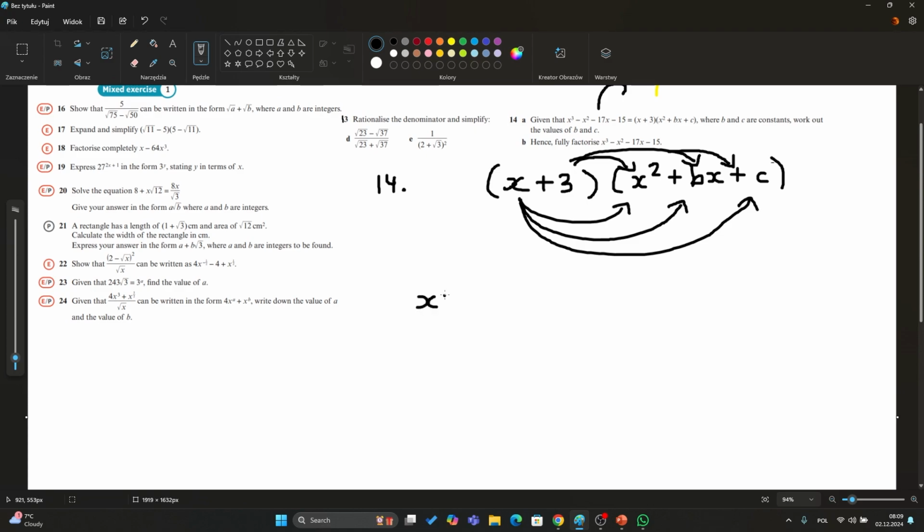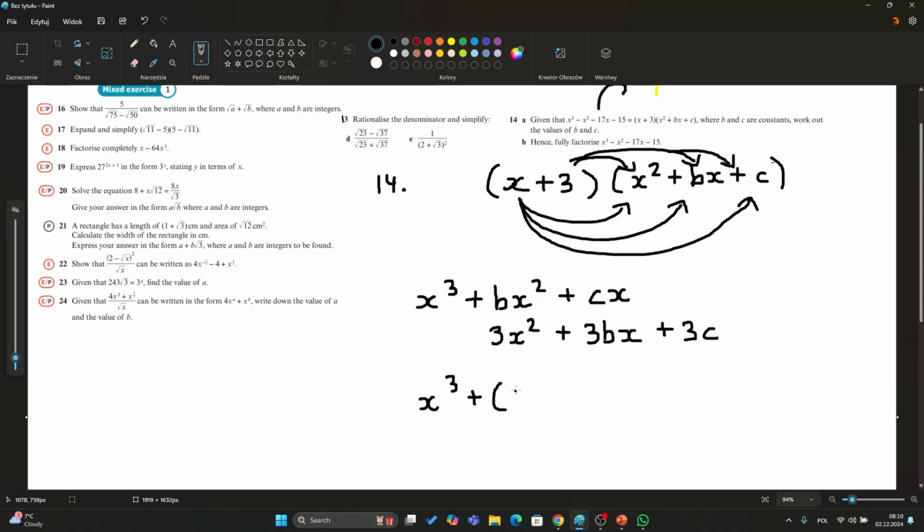So x cubed plus bx squared plus cx, and 3x squared and plus 3bx plus 3c. So this is equal to x cubed plus b plus 3 x squared and plus 3b plus c x plus 3c.